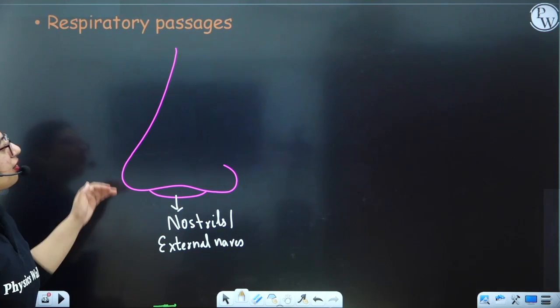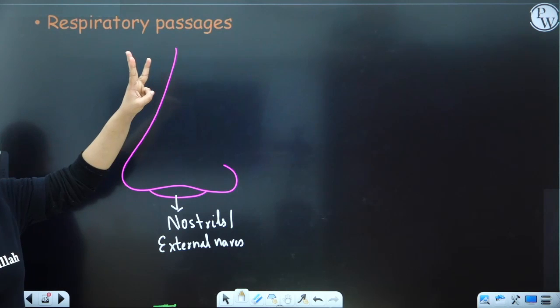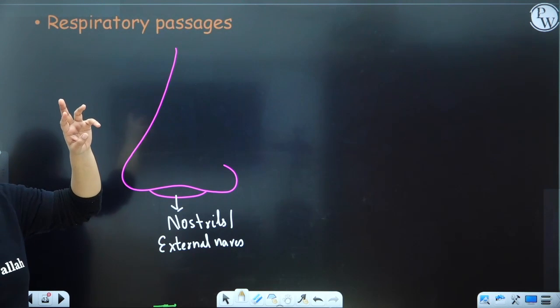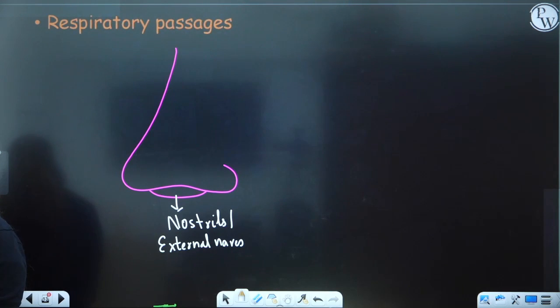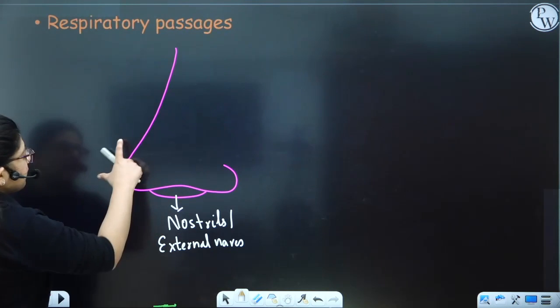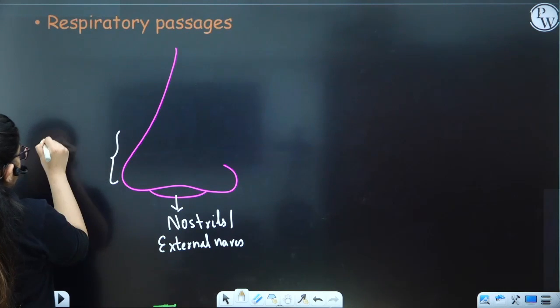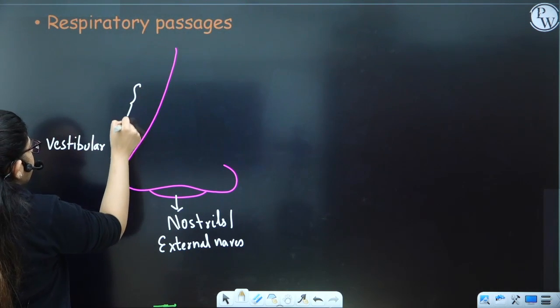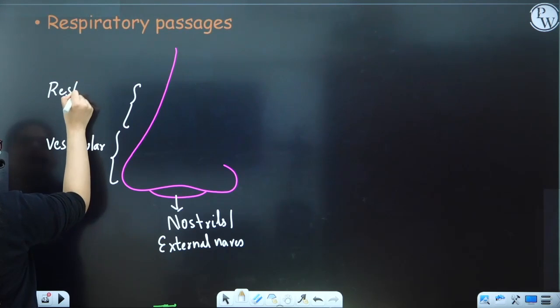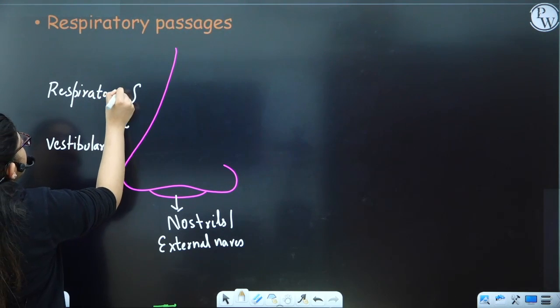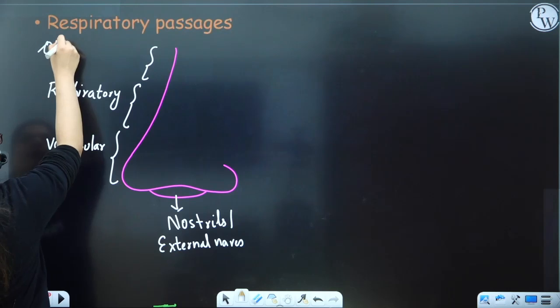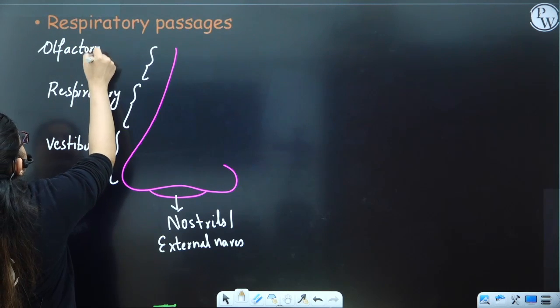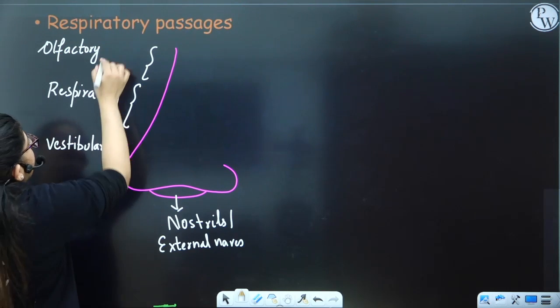So the entire nose is divided into three parts, or three regions. The lowermost region contains hair and oil glands, and this is the vestibular region. The upper region is respiratory, and the uppermost one is olfactory. So yes, your nose has different regions in it.